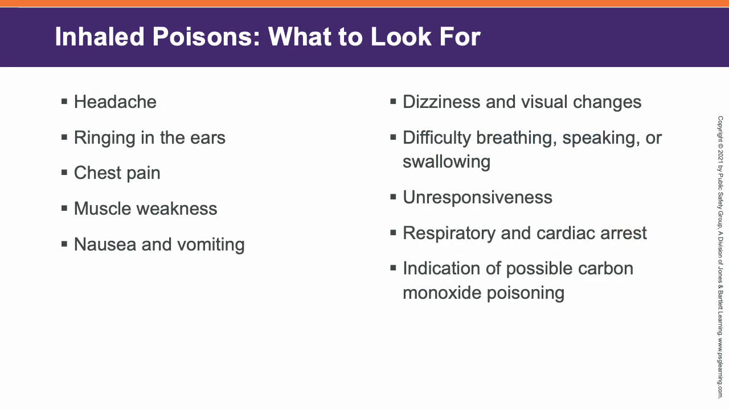So now we're going to move on to the next type of poison, and that's an inhaled poison. Some things to look for: a headache, ringing in the ears, chest pain, muscle weakness, nausea and vomiting, dizziness or visual changes. This one's especially important: difficulty breathing, speaking, or swallowing. Any sort of unresponsiveness. If they're having respiratory issues, that's going to be the most common issue with an inhaled poison. Cardiac arrest, or also looking especially for carbon monoxide poisoning.